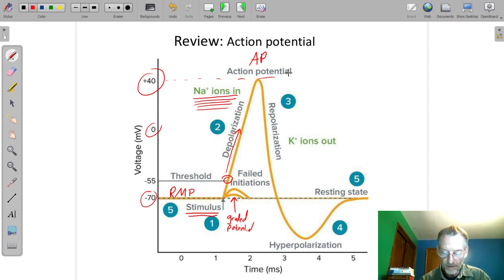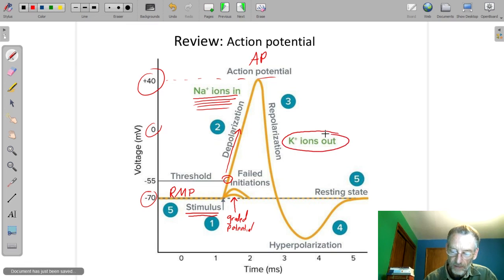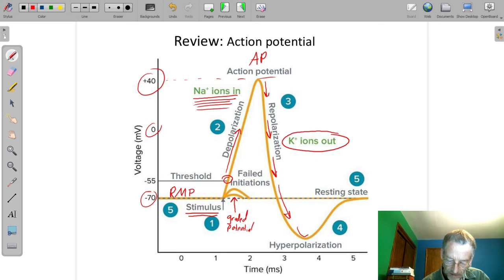And then the cell has to repolarize quickly, so potassium ions leave. And what did we say potassium ions do to the membrane potential? They make it more negative. So as the potassium ions are leaving, the cell is becoming more and more negative. We're going down the vertical axis, and we're going quite negative. There's this little bit of undershoot, and then we come back up to rest. And we're back up to our resting membrane potential.